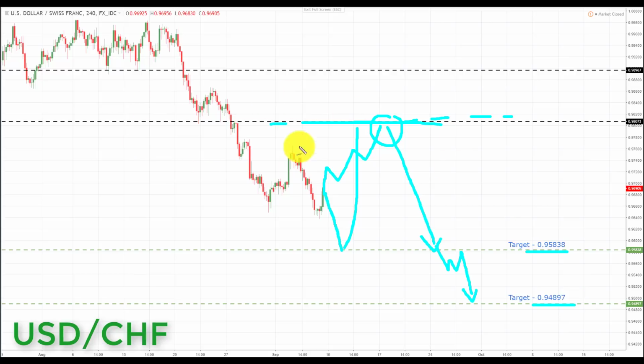0.94897. So just bear in mind, if we do get that strength in the dollar next week, the Swiss franc may get choppy or corrective. We may be seeing this pullback instead, and the bears may struggle next week if we have dollar strength in this US dollar Swiss franc pair. Just bear that in mind next week.